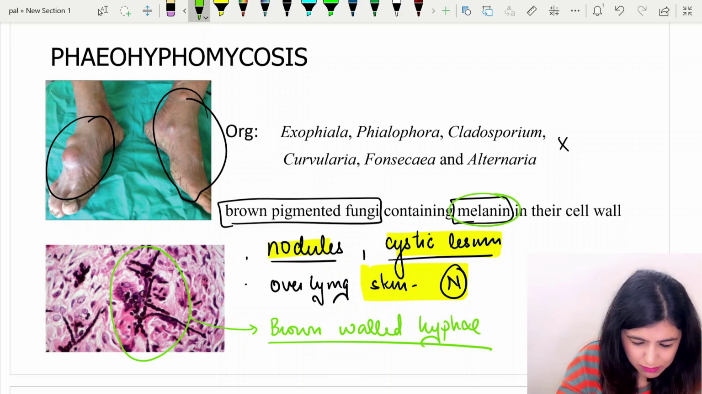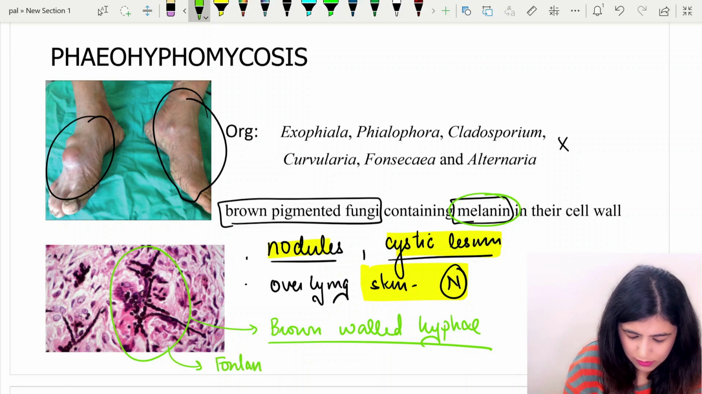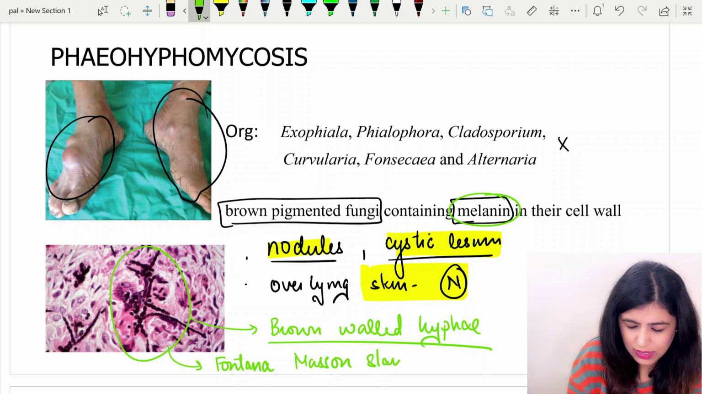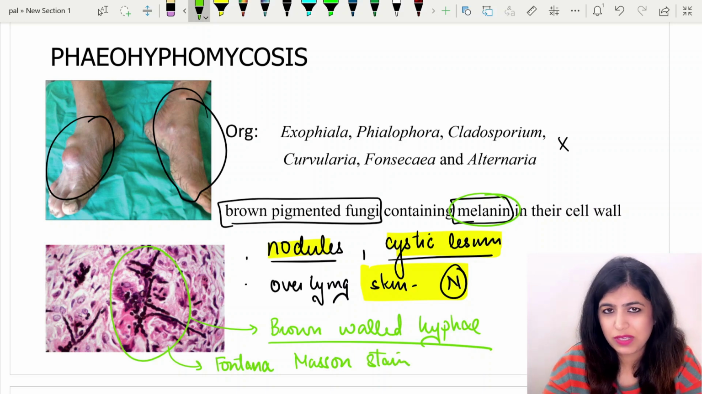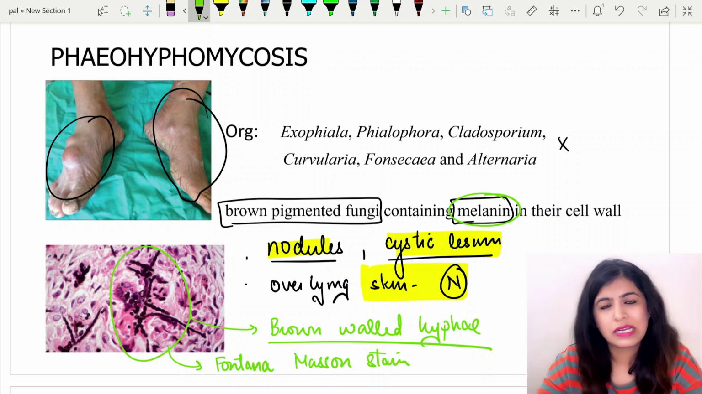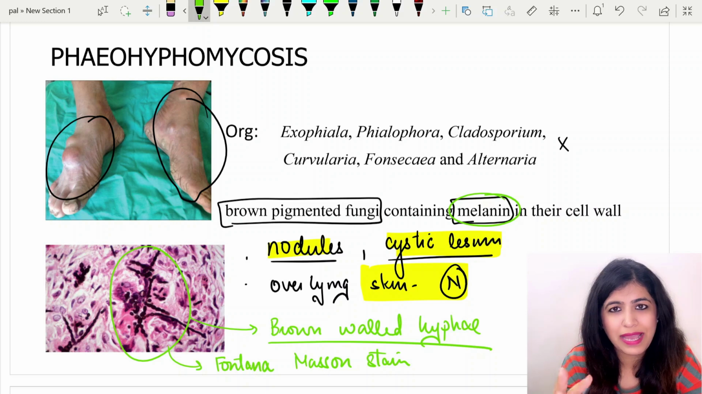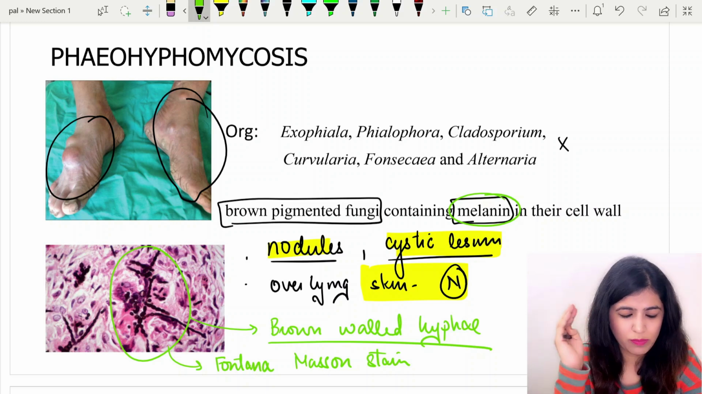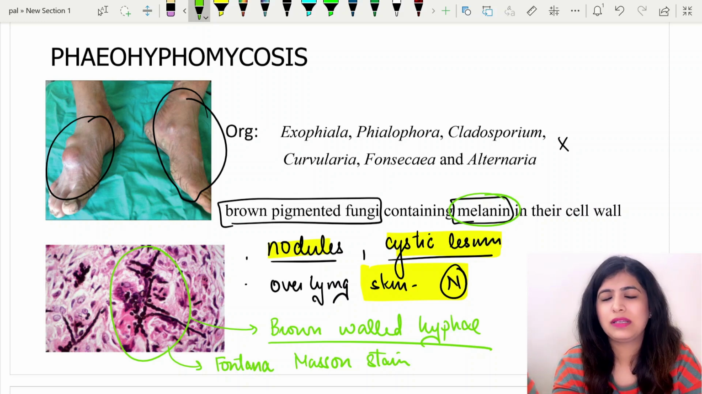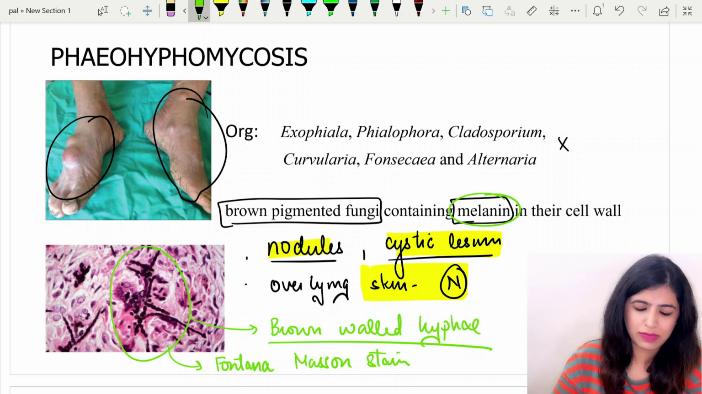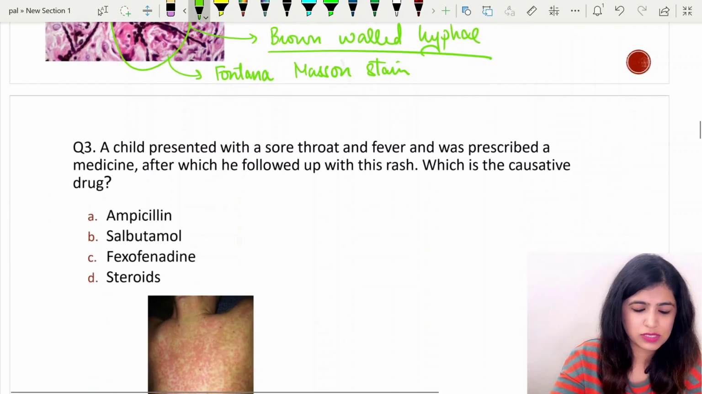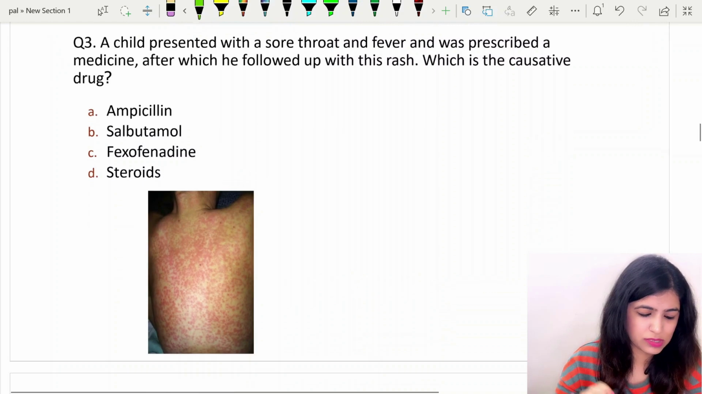And since they contain melanin in their cell wall, you might even have a positive Fontana Masson stain in the biopsy, which is the most specific stain for melanin. Clear? So now you know the difference between phaeohyphomycosis, chromoblastomycosis, sporotrichosis, and the mycetomas. Even the pictures are completely different from each other, making it now easy for us to attempt similar questions.